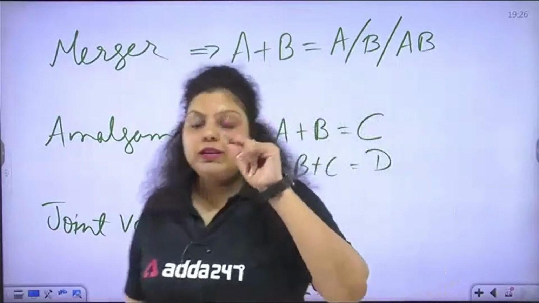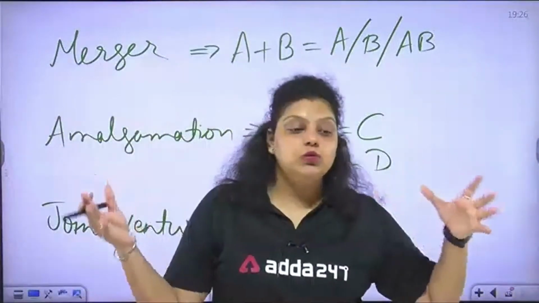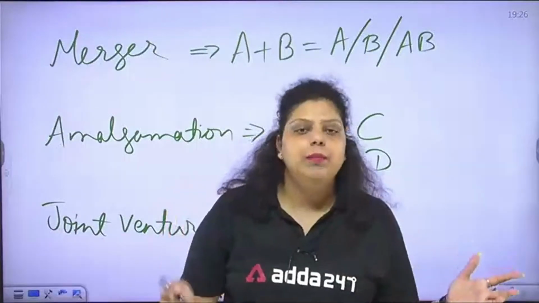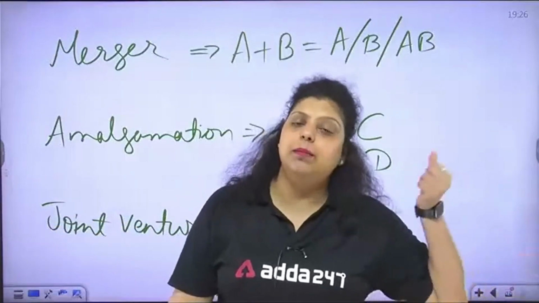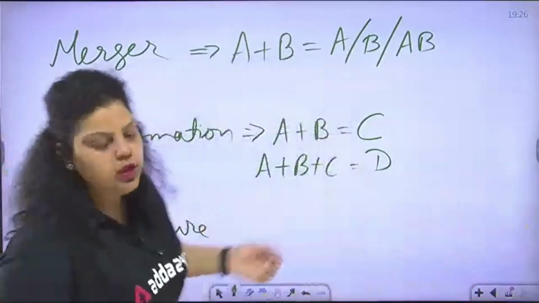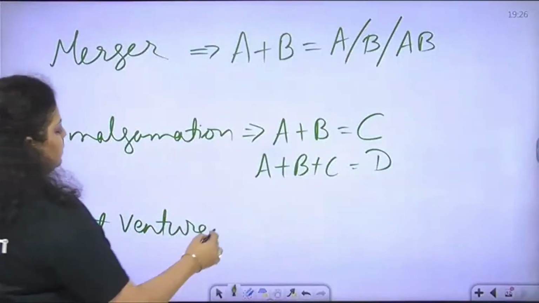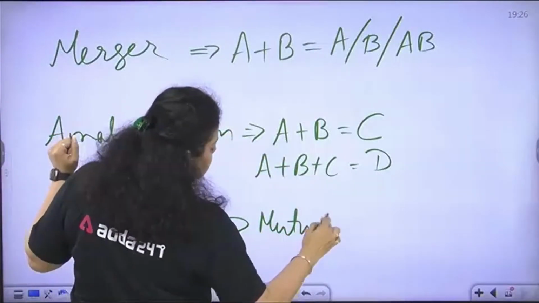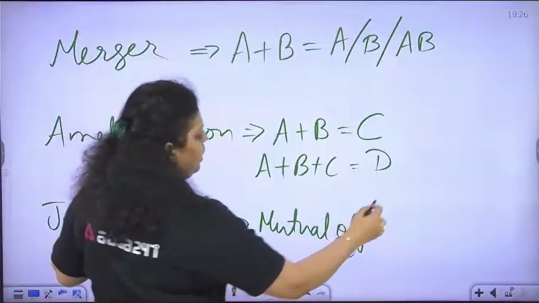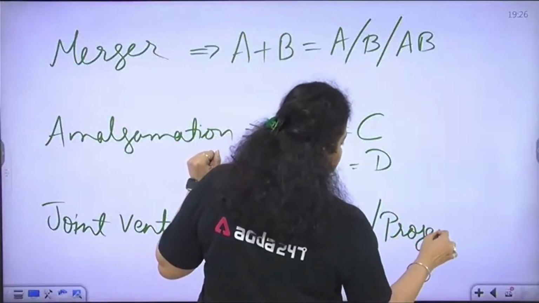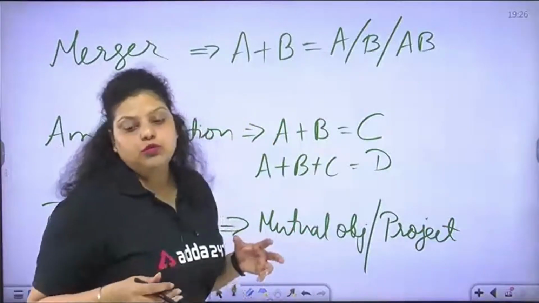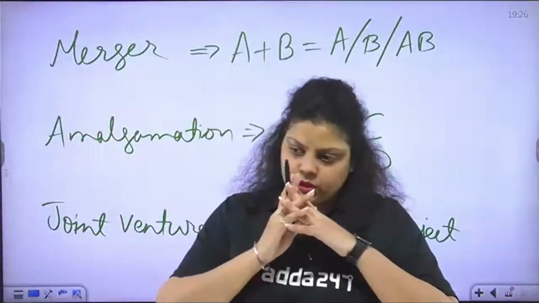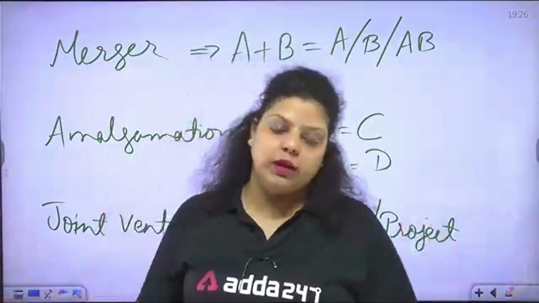If you remember in school chemistry, we used to amalgamate chemicals, right? And after amalgamating 1 or 2 chemicals, we used to get a new chemical. That's what amalgamation is. Always a new company, a new bank, will be formed. And joint venture is when companies work together for a mutual objective or a particular project. As soon as the project ends, the companies divide their profit and leave the joint venture, right?